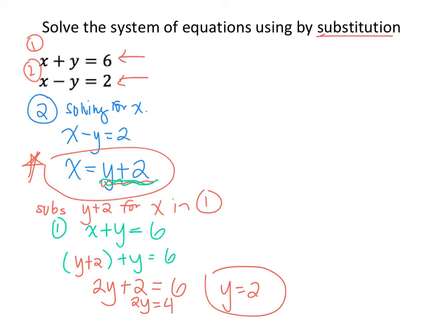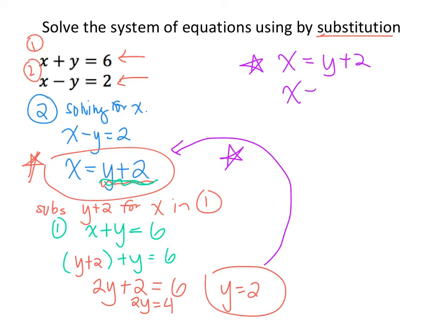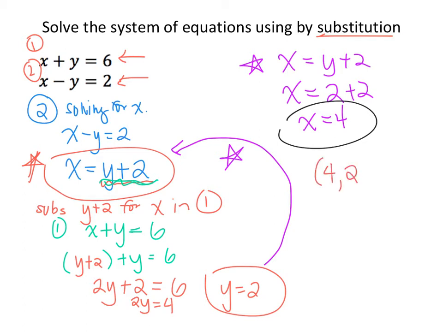Or, since I already did the work of solving for x, I can plug it into this special star equation that we talked about. So if I do it there, I can find x very easily because I already solved for x. X is equal to y plus 2, where y is 2, plus 2, so x is 4. So since my x is defined, I have an x, I have a y. My actual solution is going to be the point, x comes first, 4, 2.